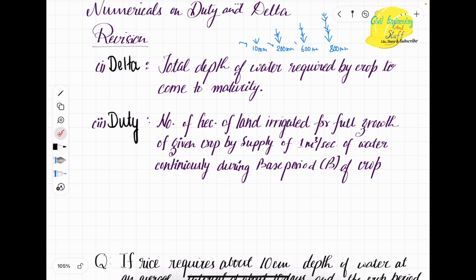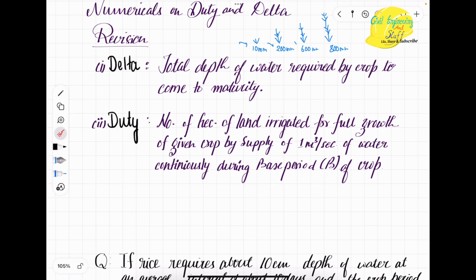Whatever be the base period, 24 by 7, we are supplying the water at a constant discharge of 1 meter cube per second. Once we do that, whatever be the hectares of land that has been irrigated is what we call the duty of the crop. And the unit of duty is hectare per cumec, that is hectare per cubic meter per second.